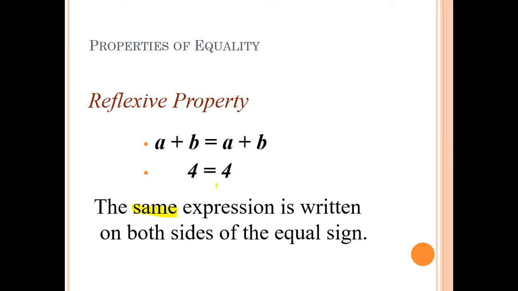So later on, we're going to have some problems that are going to ask you to give a justification for why you're doing something or why something is. Reflexive property, if you see two things on both sides of the equal sign that are exactly the same, like this 4 equals 4, then you know you have reflexive property.